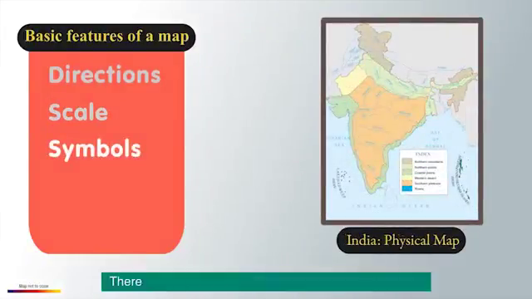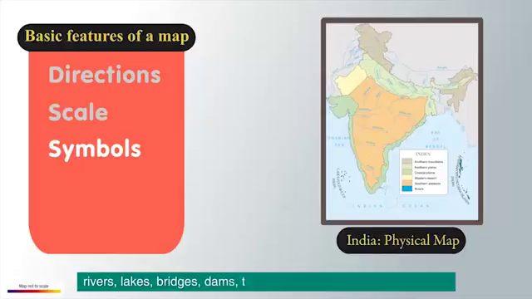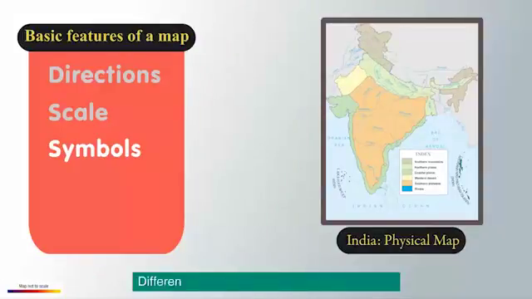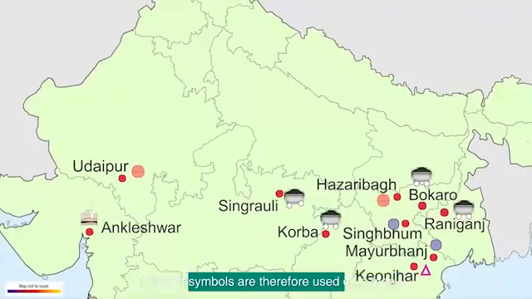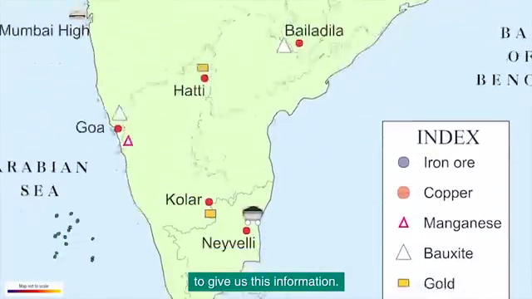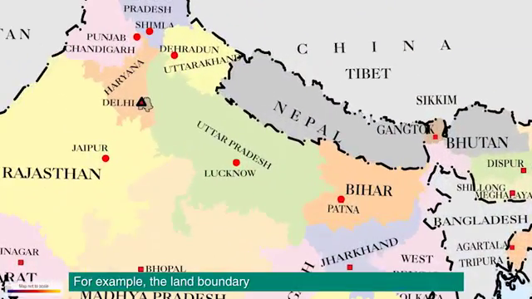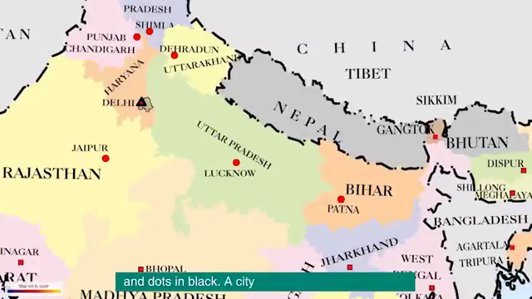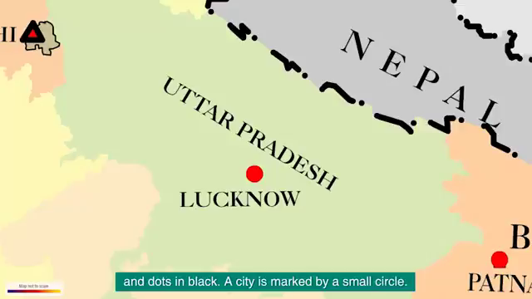Symbols. There is not enough space on a map to show mountains, rivers, lakes, bridges, dams, temples, churches, and railway tracks. However, a map without this information would not be useful. Different symbols are therefore used on a map to give us this information. For example, the land boundary of a country is shown by thick dashes and dots in black. A city is marked by a small circle.